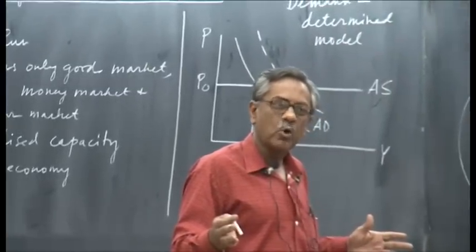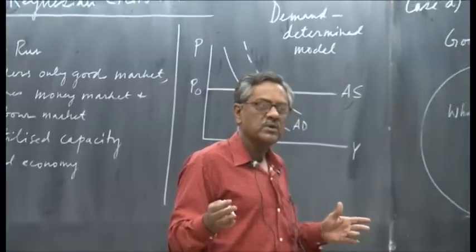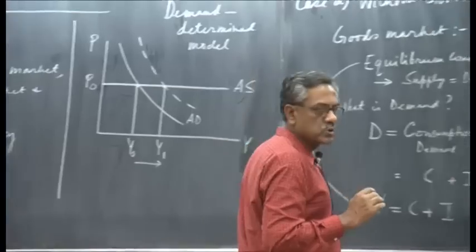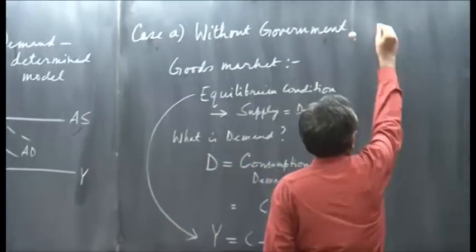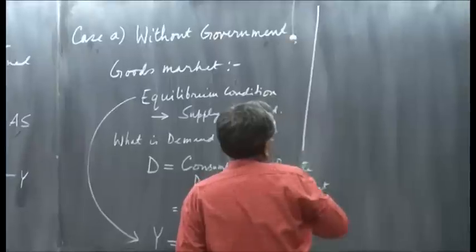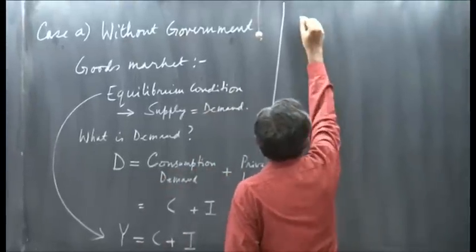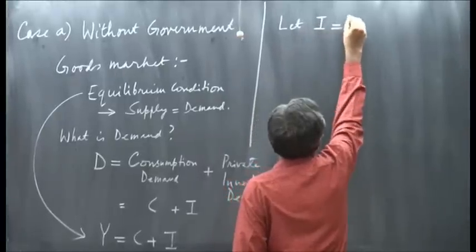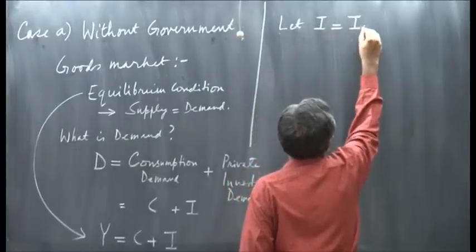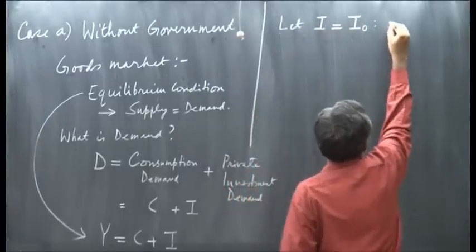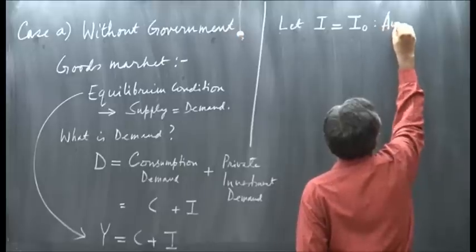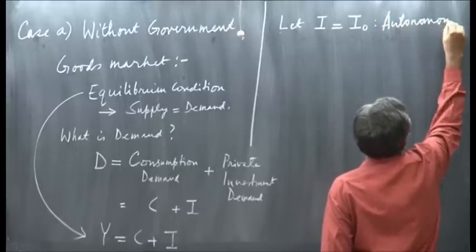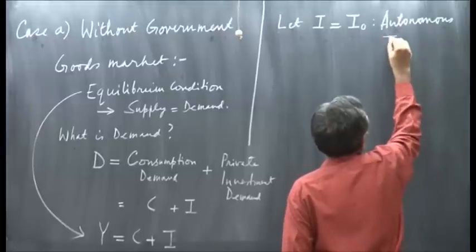It's a very oversimplifying assumption. We need it now, we don't need it later. So what are the two assumptions that we are going to make? Let I be equal to some I naught, which means autonomous investment. It doesn't depend on any economic variable.